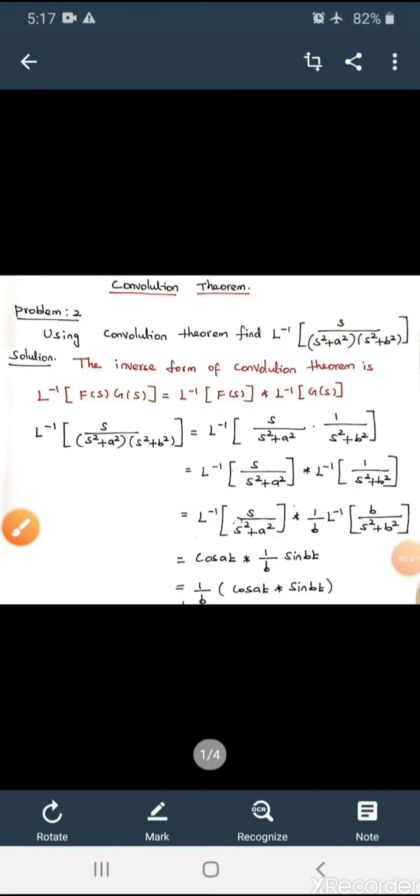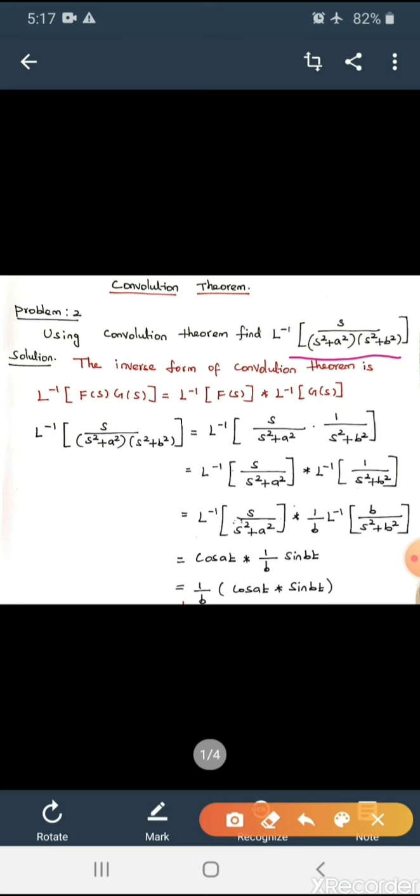Dear students, today we are going to see the second problem in convolution theorem. That is, using convolution theorem, find L inverse of s by (s square plus a square) into (s square plus b square). So here we are going to find out the inverse Laplace transform of s by (s square plus a square) into (s square plus b square) using convolution theorem.